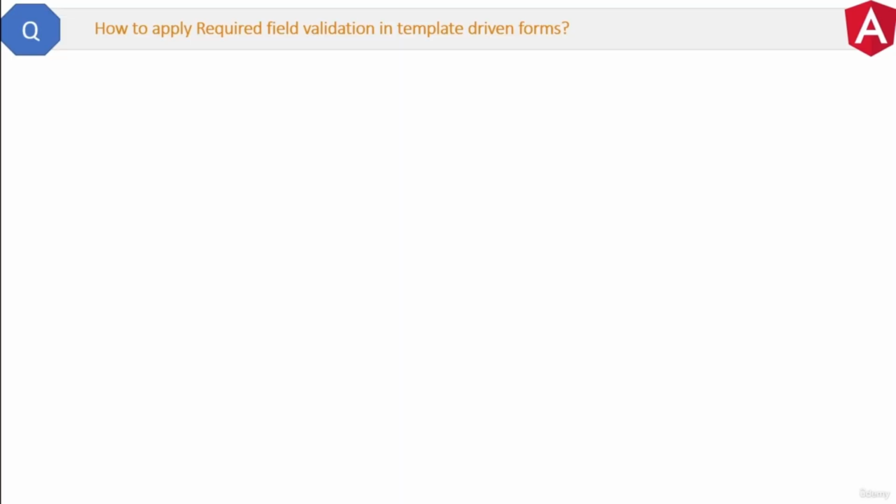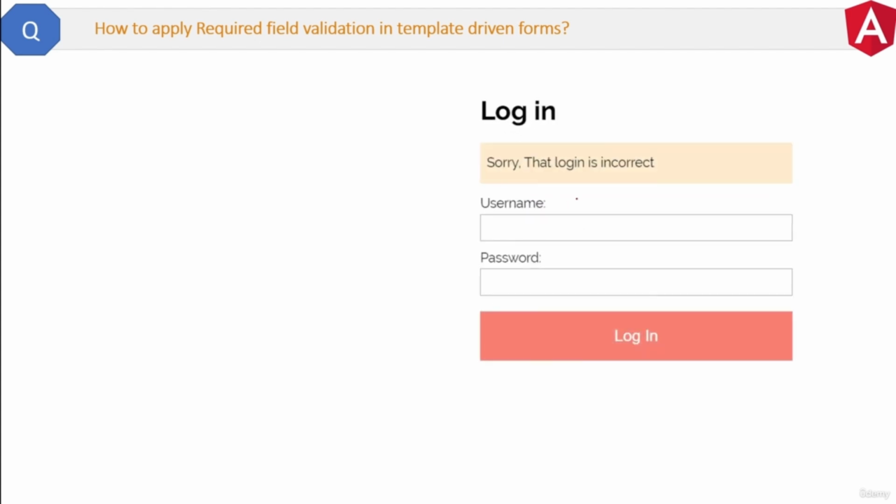Here is a short and simple question on template driven forms. How to apply required field validation in template driven forms? There can be many types of validations for form inputs. For example, required field validation. In that case, login or form submission will not work if the username is empty.